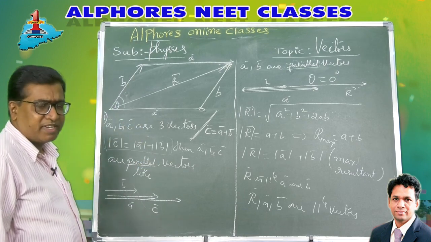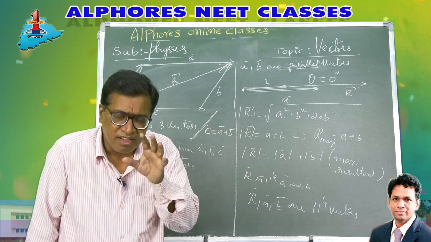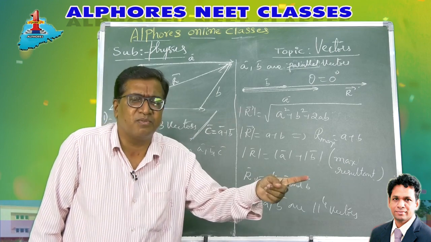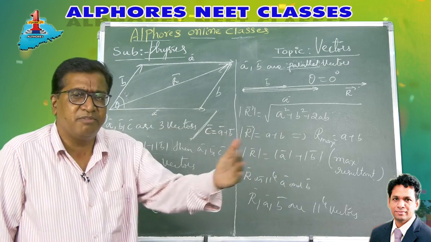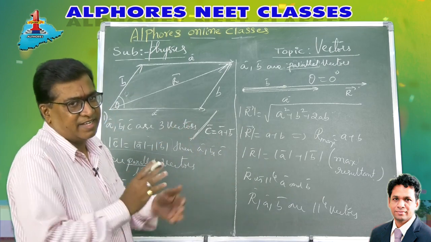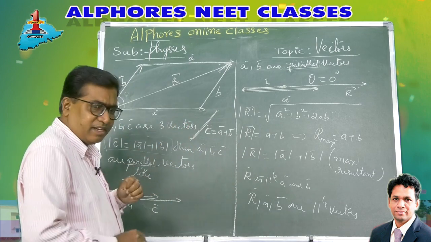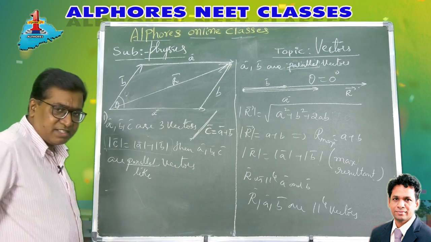To be very specific, they are like vectors because A, B belong to the same physical quantity. When you add these two, you will get the same physical quantity. Right? Velocity plus velocity will give you velocity. Force plus force will give you force. So all the three belong to the same physical quantity. They are like vectors. Very good question. You can say that these three are in the same direction.